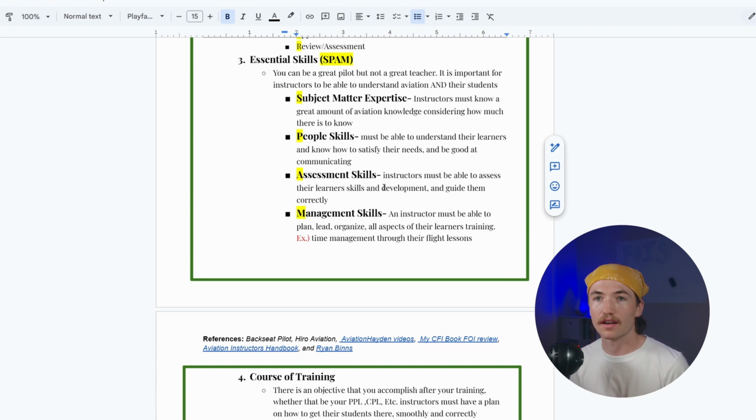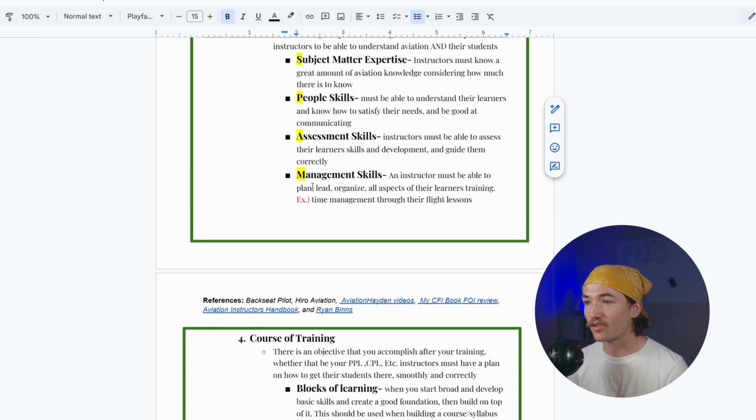You can use a vetted CFI on their knowledge, like have them go fly with them and see what they think, and then you can start to develop those assessment skills on being able to see, okay, they're at this point in their training based off of what I've seen previously. So being able to get some advice from somebody that's done it before is very helpful when learning assessment skills.